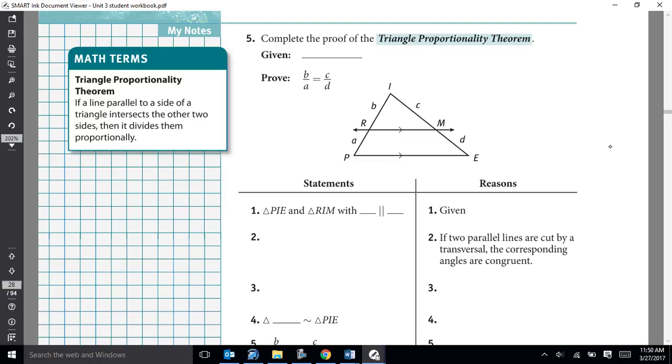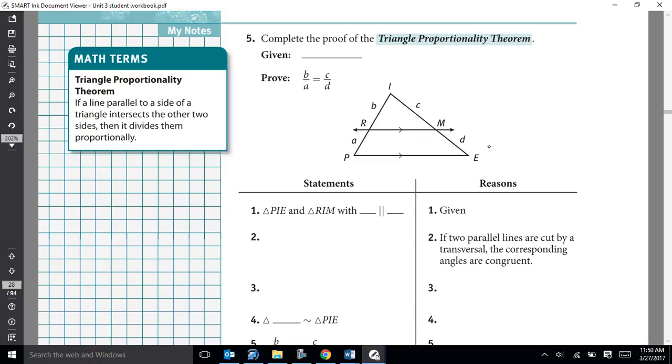All right, so complete the proof of the triangle proportionality theorem. Here we're given, we have to look at what we're given, and we want to prove that B over A equals C over D. The triangle proportionality theorem is: if a line parallel to a side of a triangle intersects the other two sides, then it divides them proportionally.